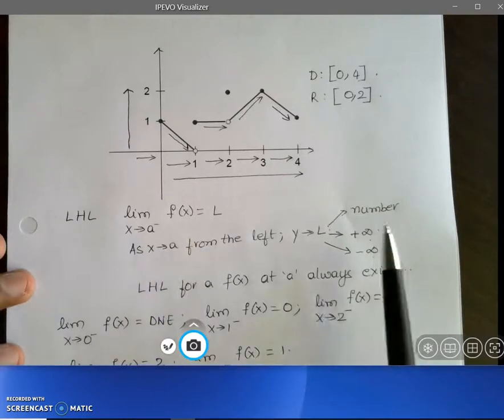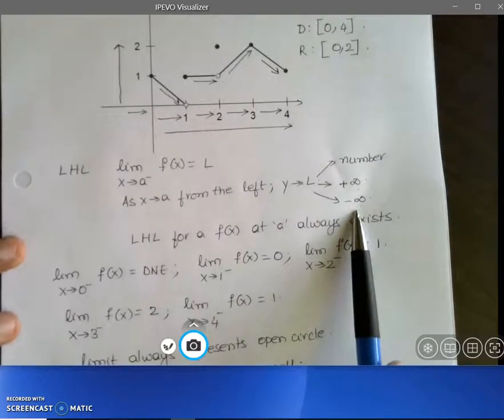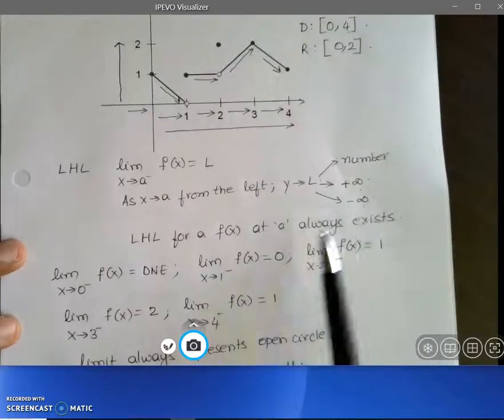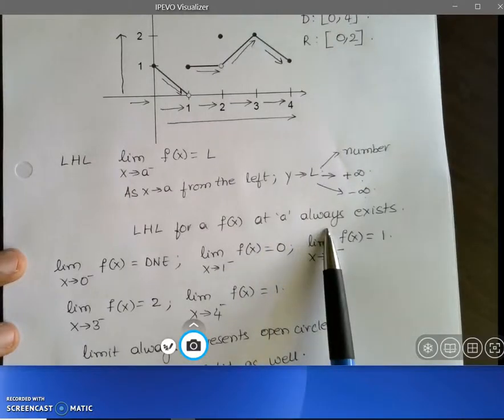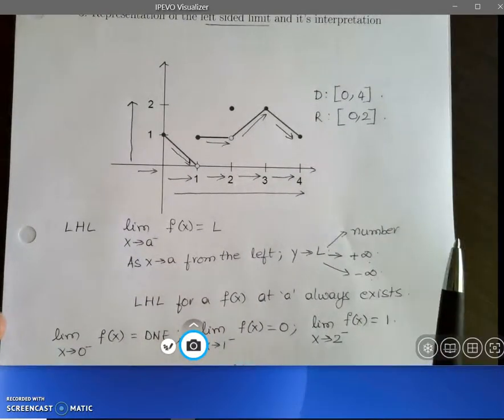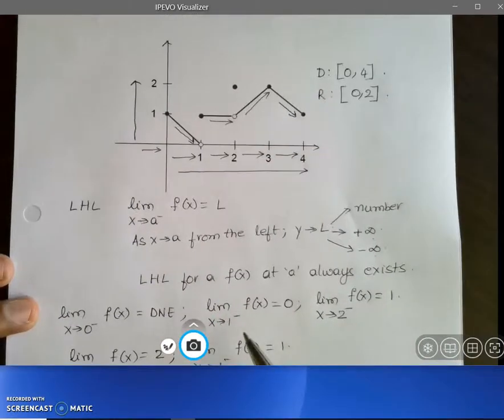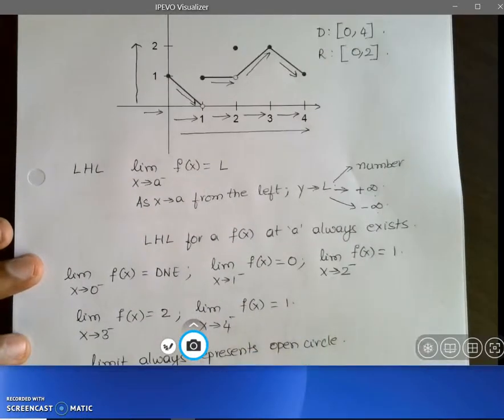So through this example, we learned what is the notation for the left-hand limit. The limit can be a number, it could be negative infinity, or it could be positive infinity. The left-hand limit for the function always exists at a point. In the given picture, the domain of the function is 0 to 4, the range of the function is 0 to 2. Hence, we had the left-hand limit at 1 is 0, the left-hand limit at 2 is 1, the left-hand limit at 3 is 2, and the left-hand limit at 4 is 1.